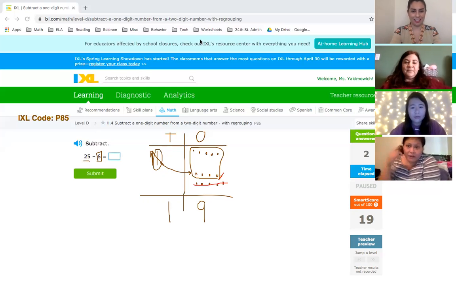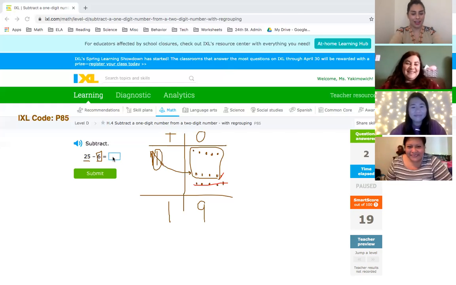Beautiful. And if we want to check, we know that we have 6 fingers. We can go ahead and count up 19, 20, 21, 22, 23, 24, 25. And we have 25 as our minuend, so that works. We know it works.